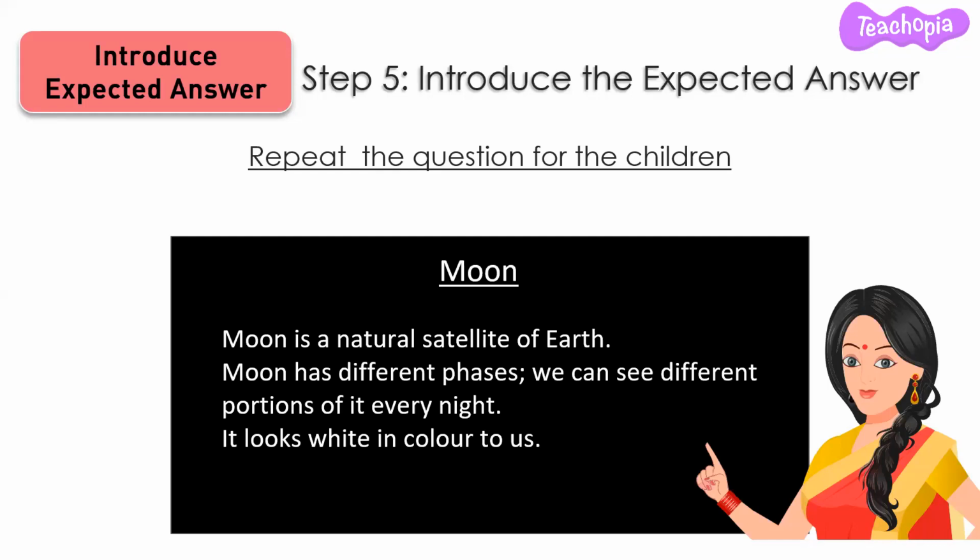So you've written down the question answer on the board. You have said, okay, children, in the beginning of the class, I asked you to talk about the moon. When we talk about the moon, we can say this. Moon is the natural satellite of the Earth. Moon has different phases. We can see different portions of it every night. It looks white in color to us. So this is how you can have a conversation when you ask a question in the classroom. And this is how you can end the conversation by finally introducing the expected answer and helping children understand what the response is to the question that you have asked.